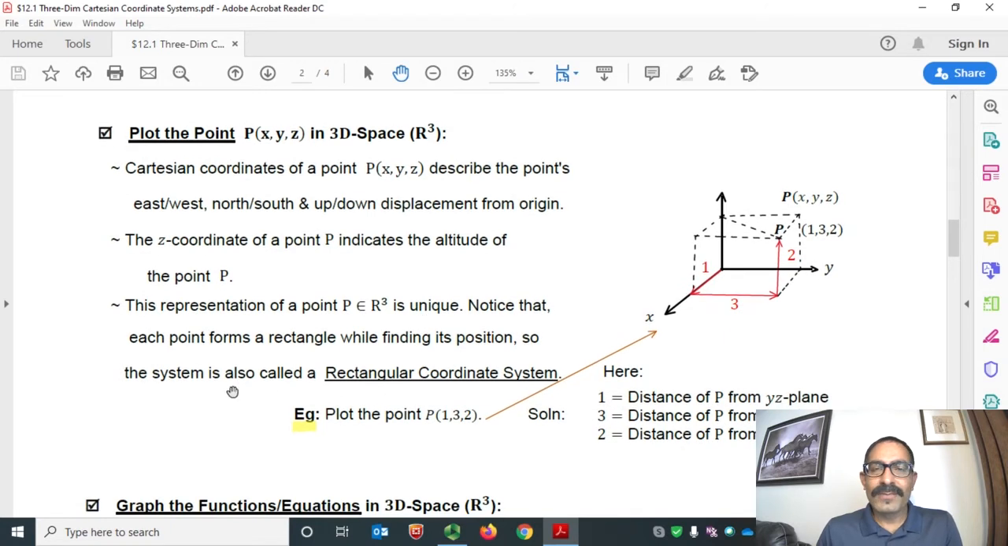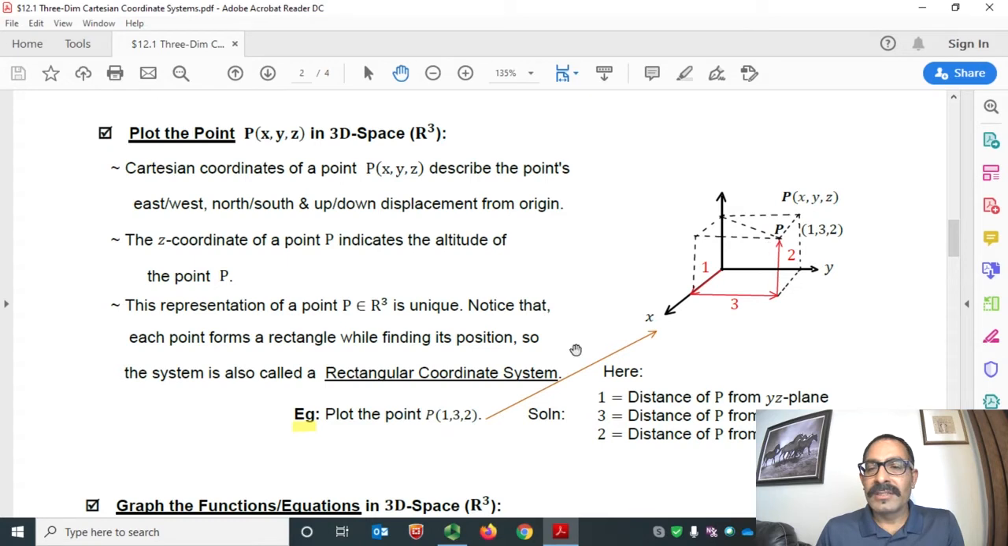Notice that each point forms a rectangle while finding its positions. So the system is also called rectangular coordinate system. So for example, the point P, whose coordinates are x, y, z, means this point P is x units along the x-axis, y units along the y-axis, and z units along the z-axis. So then this also forms a rectangle here.